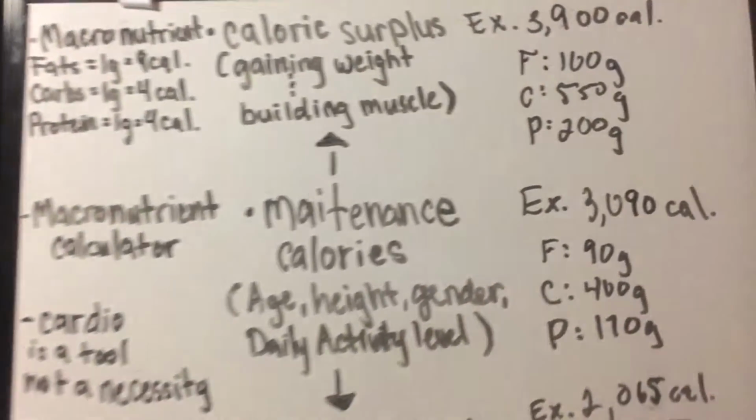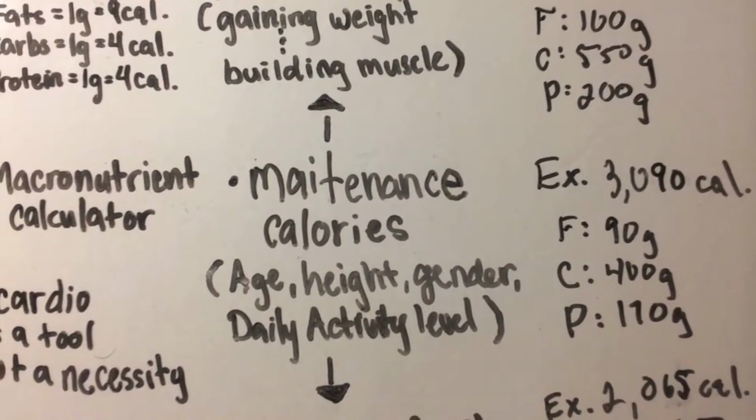Our starting point is going to be the maintenance calories right there in the middle. Your maintenance calories are the calories that will maintain your weight. So let's take a 160-pound man and pretend his maintenance calories are 3,000. I'm just throwing out random numbers, so don't take that to heart. If he eats those 3,000 calories every day, it's going to maintain those 160 pounds.